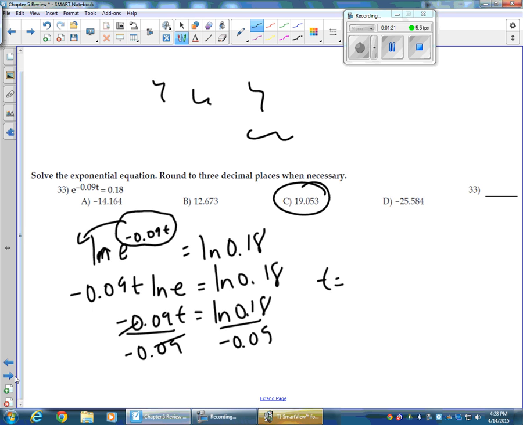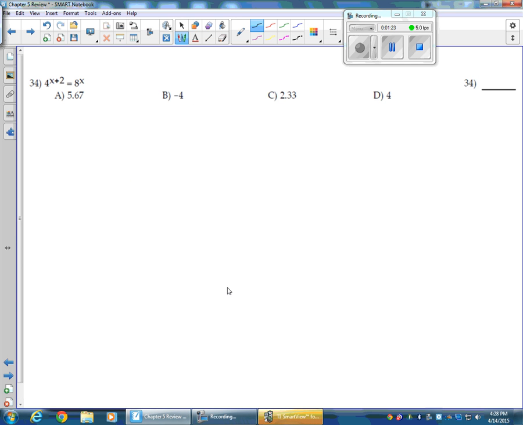Problem 34, another solving problem. They have different bases. One is a 4 and one is an 8. Now you can log both sides if you'd like. That's one option. Or 4 and 8 can both be written as powers of 2. So how I would do this one is write 2 squared to the x plus 2 equals 2 cubed to the x. Because 4 is 2 squared and 8 is 2 cubed.